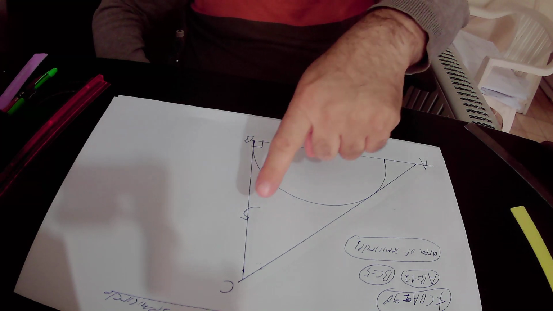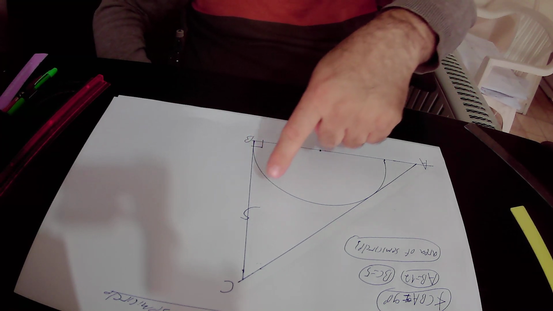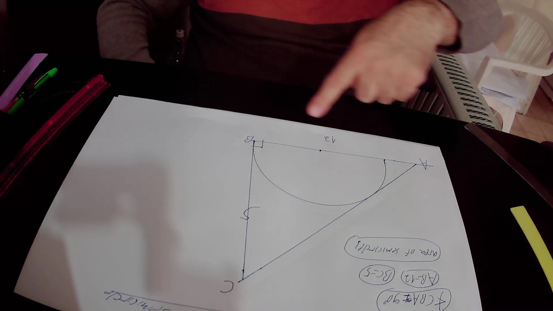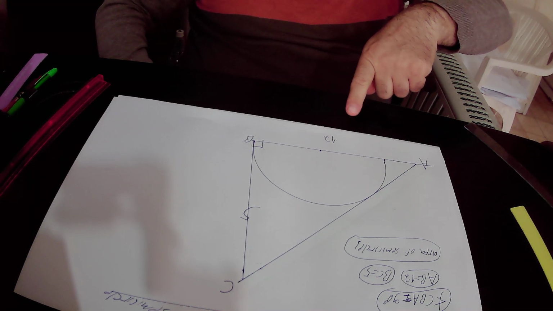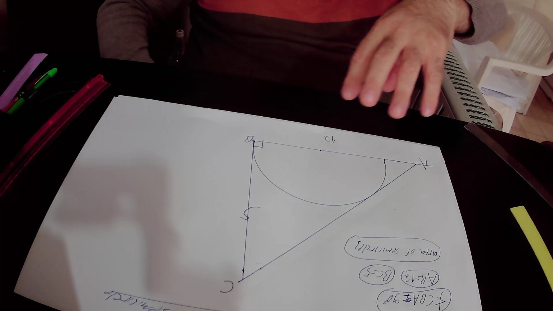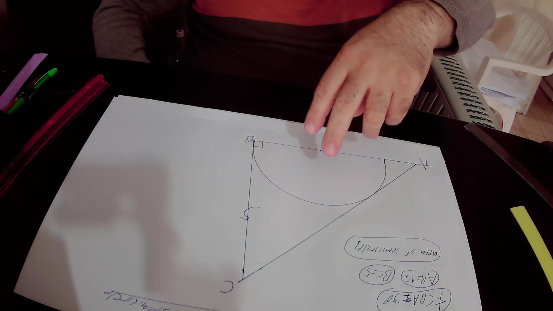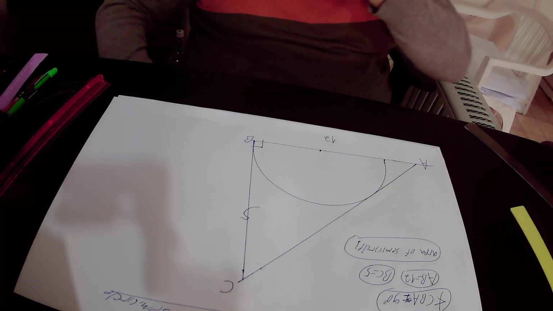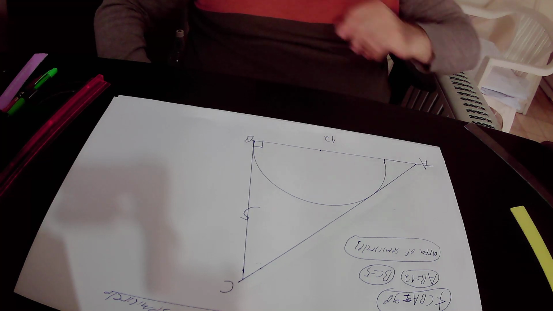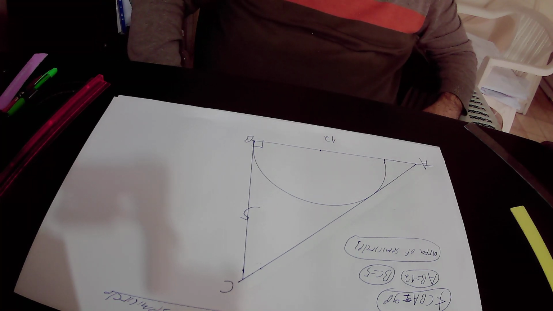Side CB of triangle ABC equals 5 units. Side AB equals 12 units. And we want to find out the area of this semicircle. So we will find out the area of this semicircle. And we will start with the first method.